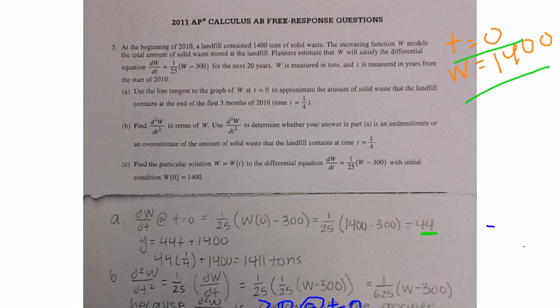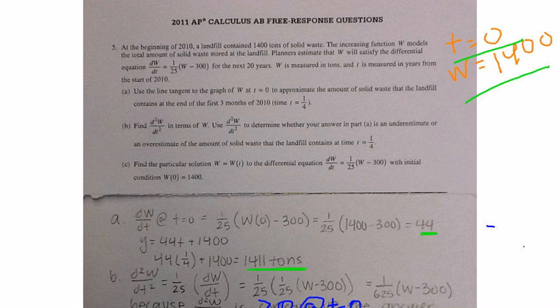So that's basically a fancy way of saying use the equation of the tangent line to approximate what t equals 1/4 is, which just means plug in 1/4 into your tangent line. So that's what I did, and got 1,411 tons. Don't forget the tons.